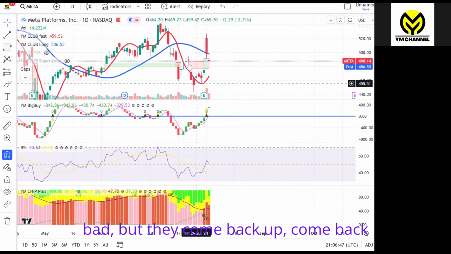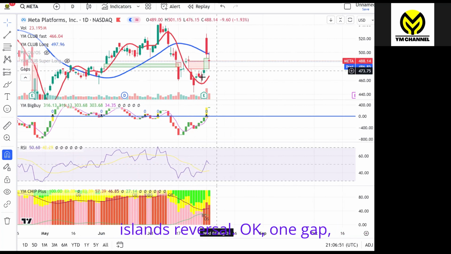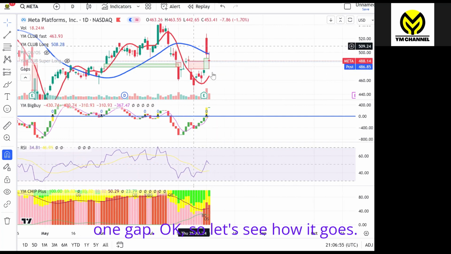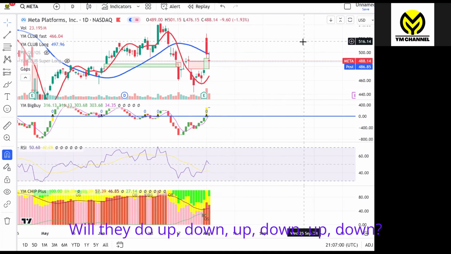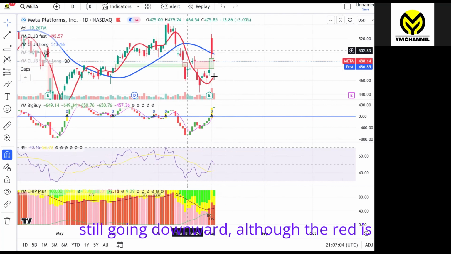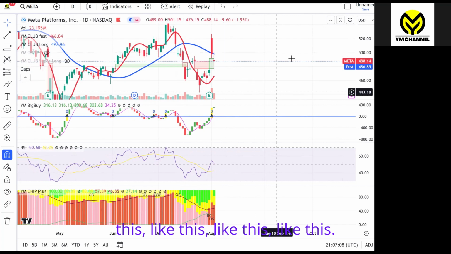But they come back up, come back down. So we have another Allen's reversal. Okay? One gap, one gap. So let's see how it goes. Will they do up, down, up, down, up, down? We don't know yet because the blue is still going downward, although the red is going upward. It could be like this, like this, like this, okay?